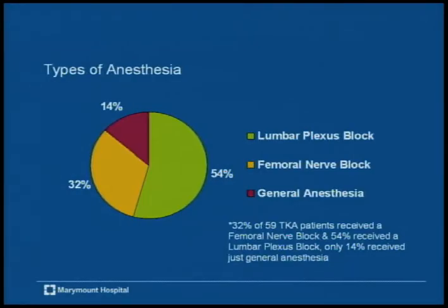We collected data on the type of anesthesia that a patient was given during the procedure and found that a majority of patients receiving total knee replacements received a lumbar plexus block. That would be 54%. 32% of patients received a femoral nerve block, and only 14% had the procedure with only general anesthesia.